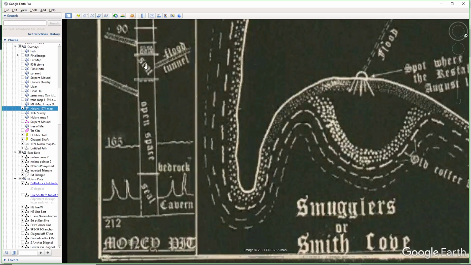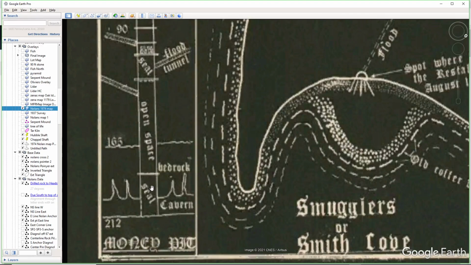He also says that after the flood tunnel, there's an open space here, and this is at 165 feet. Then he's saying that it's sealed again, and it goes through the layer of bedrock. And then there's the cavern down in here, and the floor of the cavern is at 212 feet.